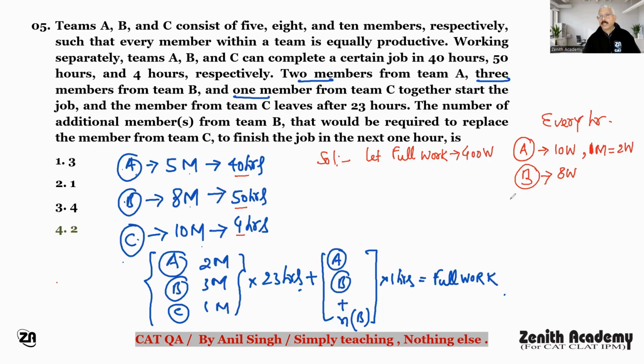Every hour. And in team B, there are 8 men. It means one man of team B does one work in 1 hour.